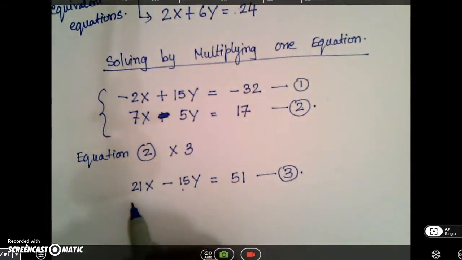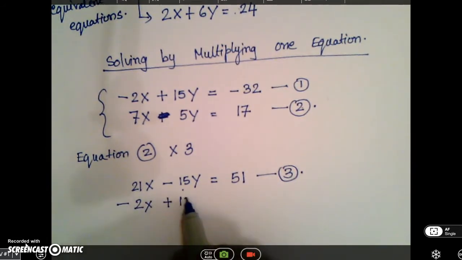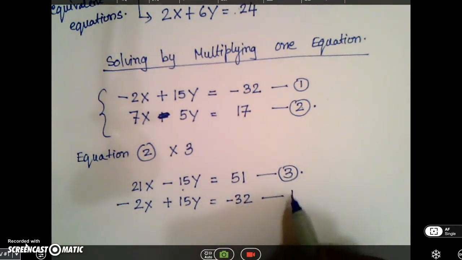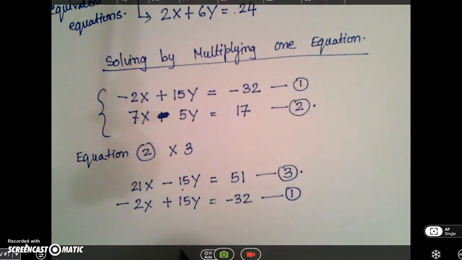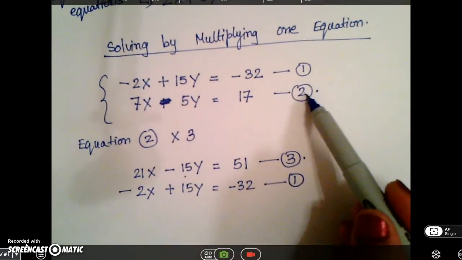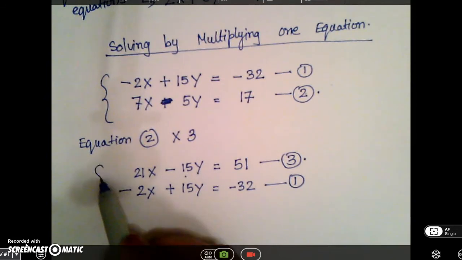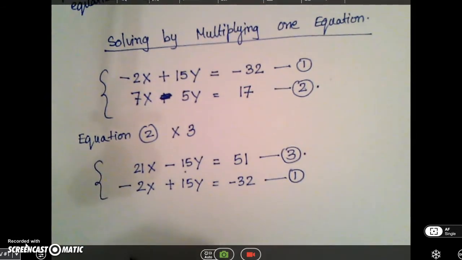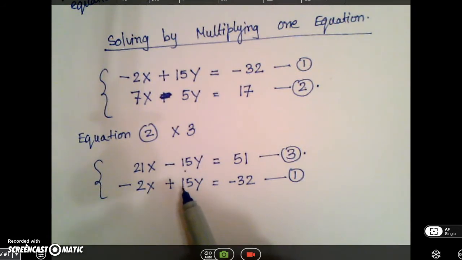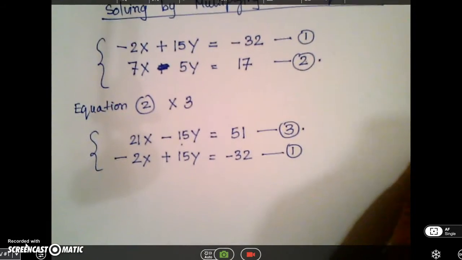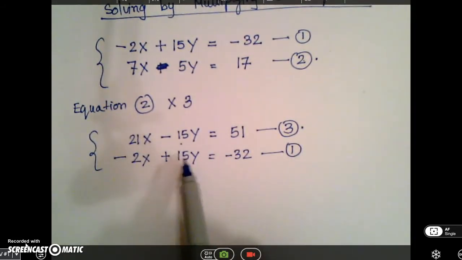So now I'm going to bring back my first equation, equal to negative 32. This is still my first equation. I did not change it. So instead of using 1 and 2, I'm going to use 3 and 1. Alright, so now this becomes my new system. And when I solve the system, the value that I get for my x and y is going to satisfy all of these equations. Okay, so let's go ahead and solve this now.